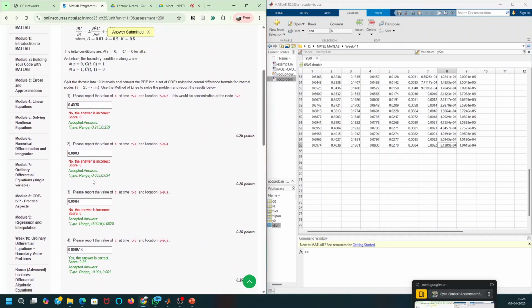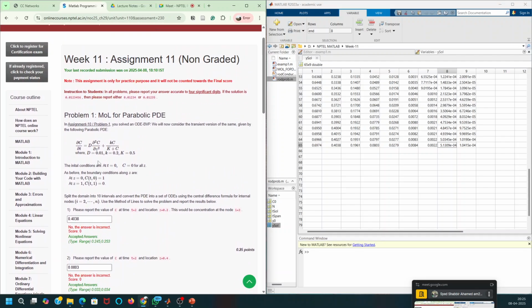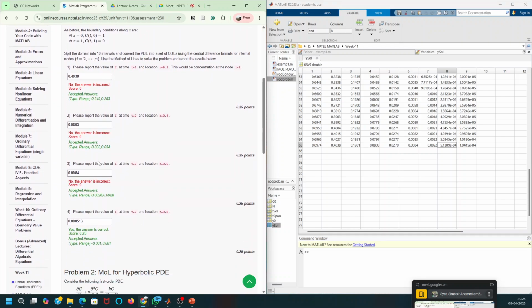Yeah, we are getting some kind of error. 0.6. Oh yeah, this is 0.1, 0.2, 0.3, 0.4, 0.5, 0.6.